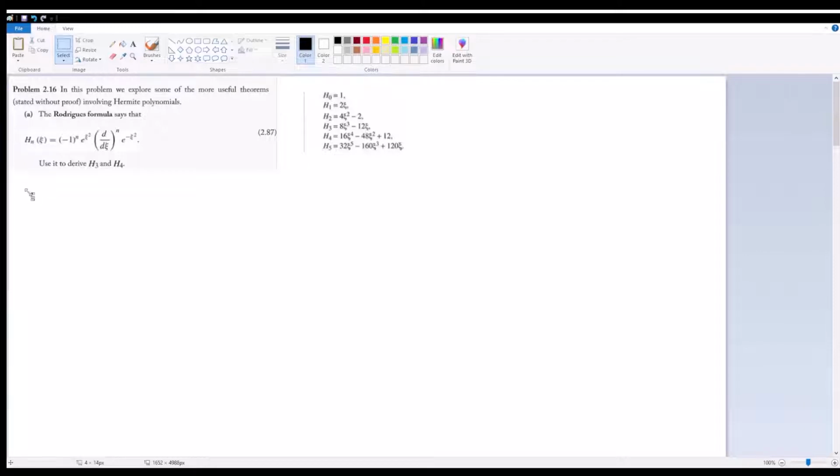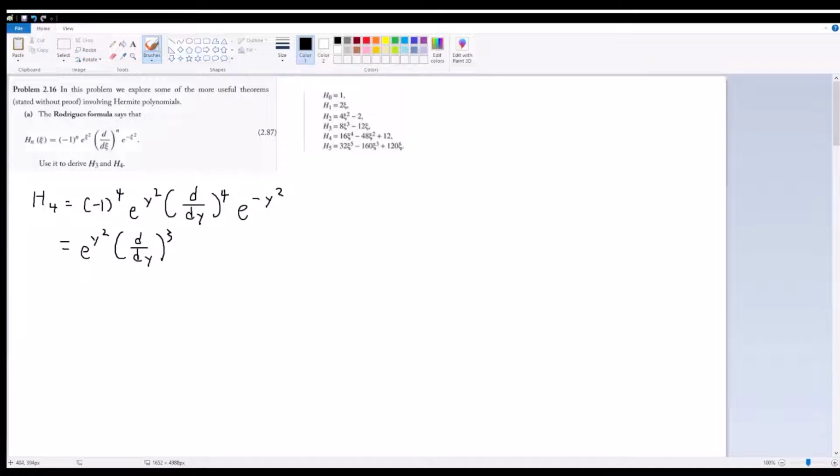So H4, whoops, forgot to switch the brush. H4 is going to equal negative 1 to the power of 4 times e to the y squared d by dy to the power of 4 times e to the negative y squared. Immediately, the negative 1s all cancel to positive 1, so that we're left with e to the y squared times d by dy cubed times negative 2y times e to the negative y squared. We move the negative 2 out, we're left with negative 2 e to the y squared d by dy cubed of y times e to the negative y squared.